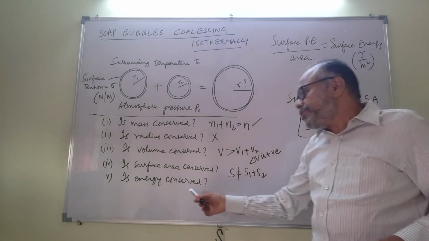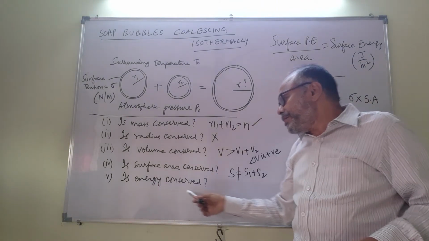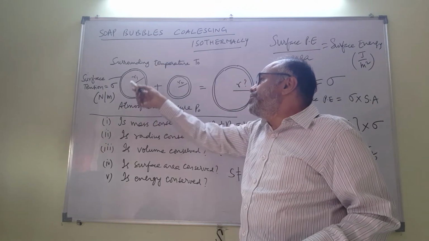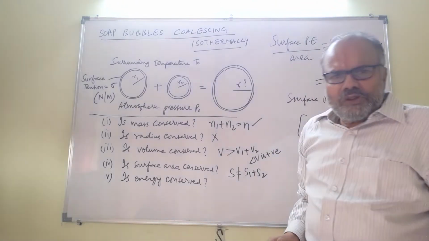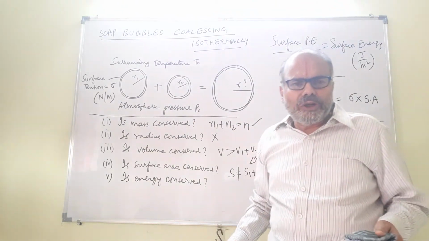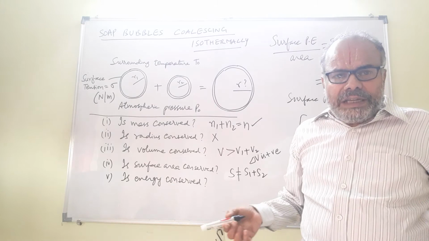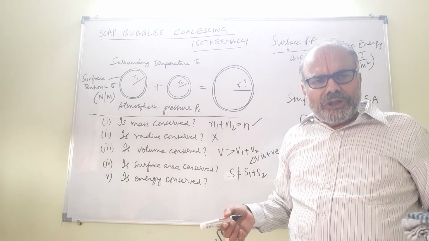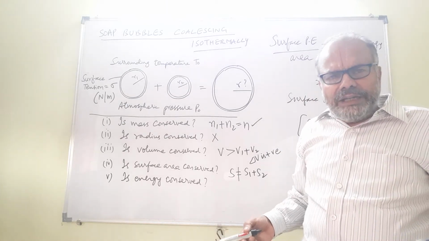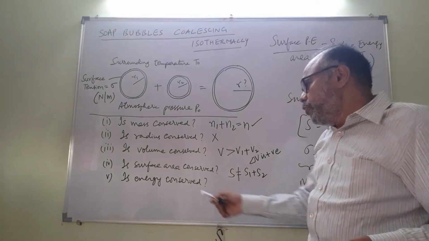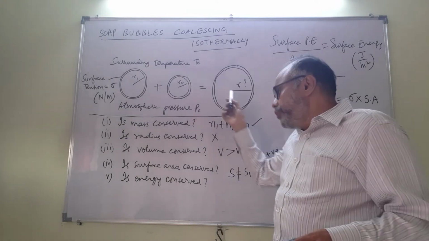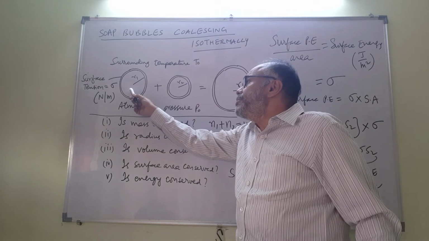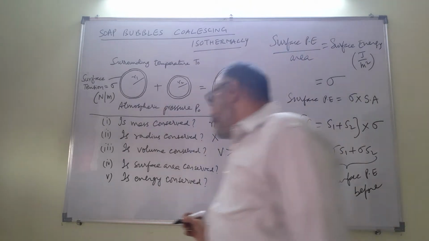Now the next question we are asking is: is energy conserved? One is the surface potential energy, which we saw is going to decrease because potential energy has a tendency to decrease. Left on its own, any system will try to decrease its potential energy. So the surface potential energy is going to decrease. What is the other energy? The other energy is the internal energy of the air inside.